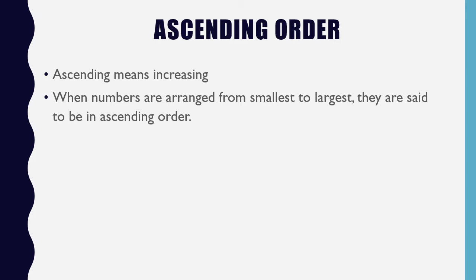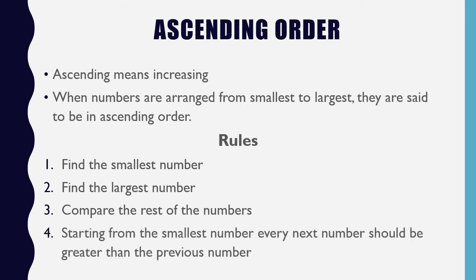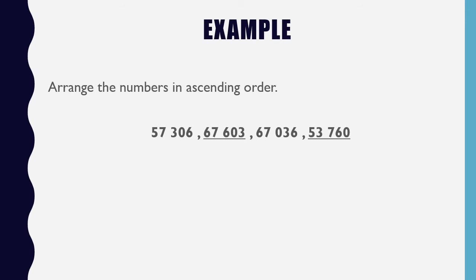There are some rules in order to arrange numbers in an ascending order. The first rule is find the smallest number. Second rule is find the largest number. Third rule is compare the rest of the numbers. And lastly, starting from the smallest number, every next number should be greater than the previous number. Let's have a look at an example here.